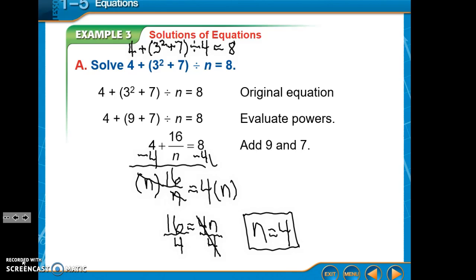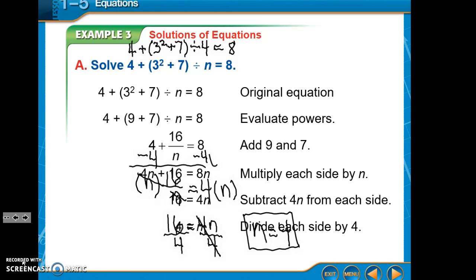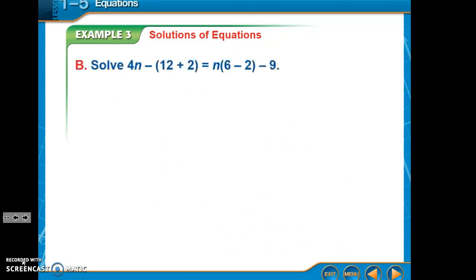How do we feel about this? Good. All right, do we want to do one like this where we have n on both sides? So looking at this, what's the first thing that we should do?